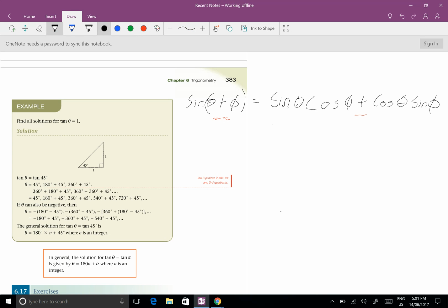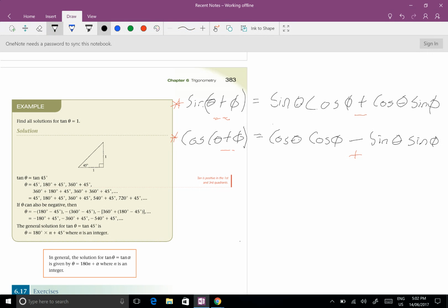If we use cos(theta plus phi), and remember this is on your formula sheet, we get cos theta cos phi minus sine theta sine phi. And again, if you have the negative in there, it just changes the sign here. Now these two formulas are critical for doing R cos theta, R sine theta.